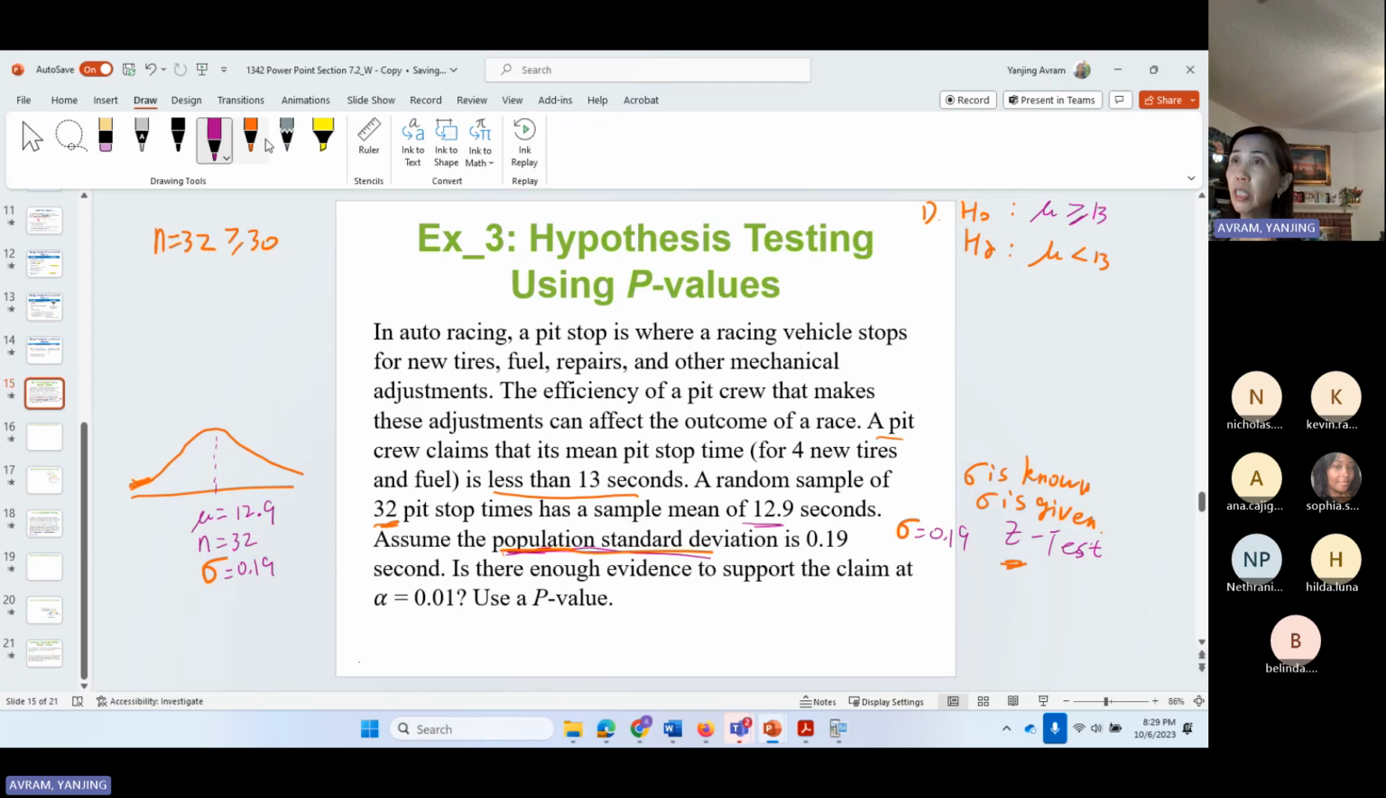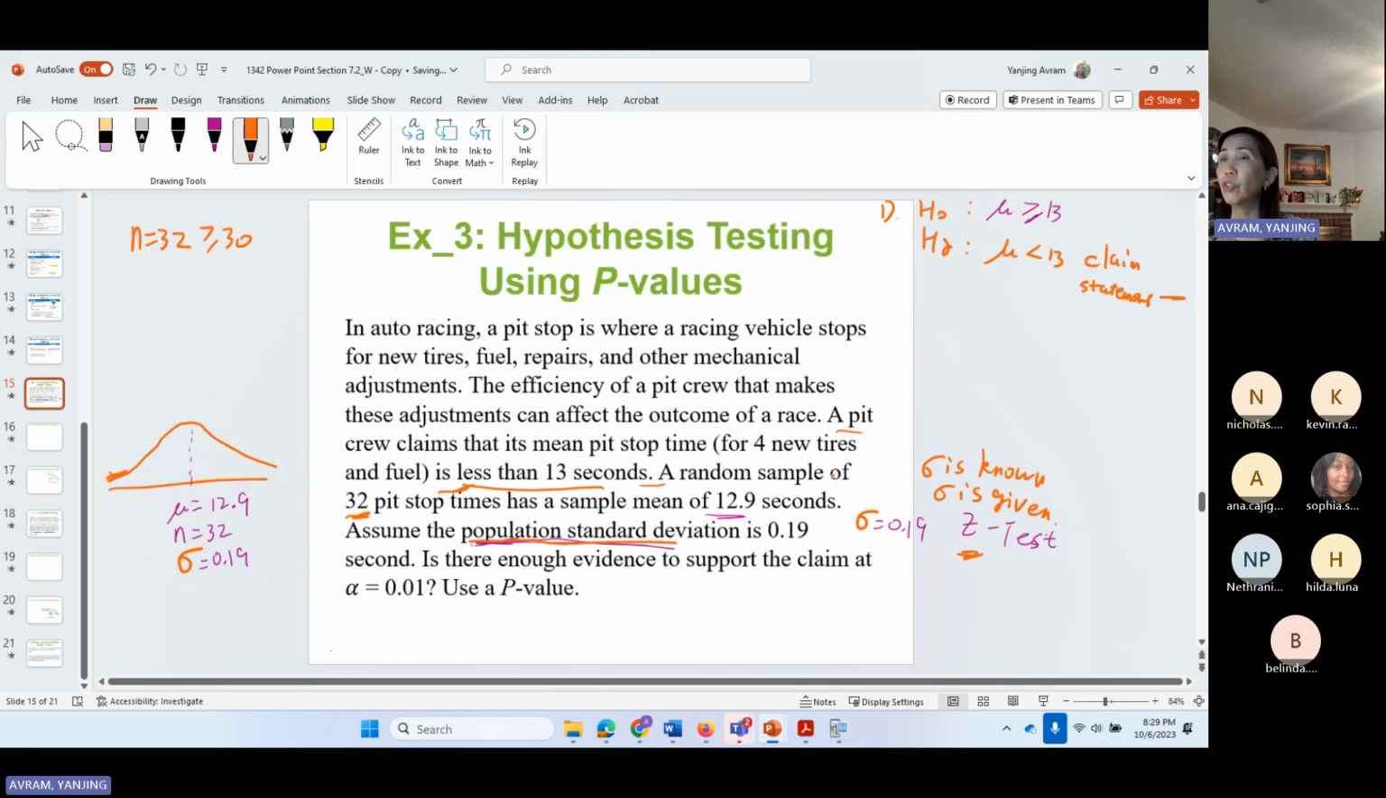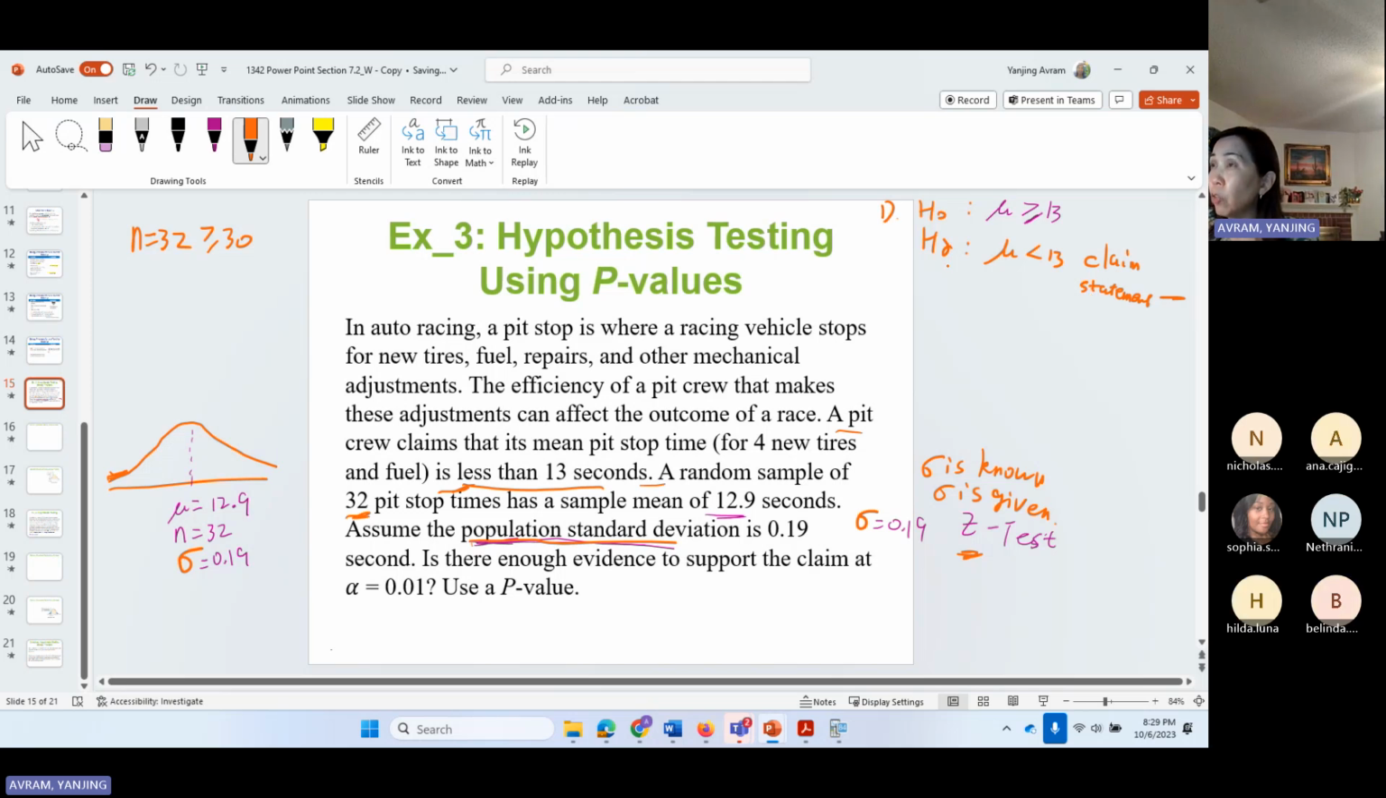Since this is from the question, it is a statement. The statement is also called a claim. So this statement or claim is in the alternative hypothesis. We're going to use this criterion to make the final conclusion at the very end.